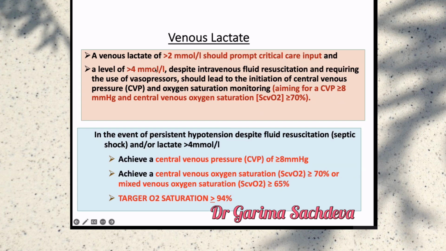If it is more than 4 despite IV fluids, or requiring the use of vasopressors, then you have to start invasive monitoring, and the target should be CVP more than or equal to 8, oxygen saturation more than or equal to 70%. Arterial oxygen saturation should be more than 94%, mixed venous saturation more than or equal to 65, central venous more than 70. This should be your target.